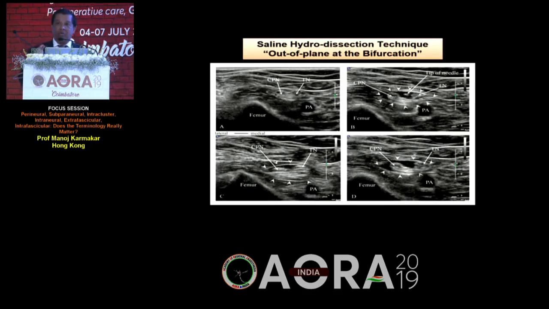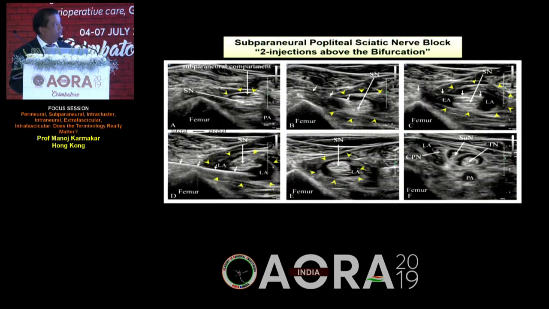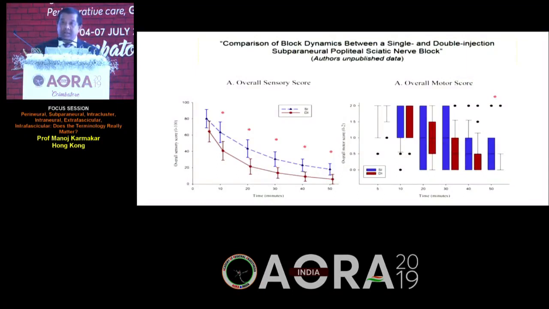Those of you who want to do this, it's best to put the needle at the bifurcation, hydrodissect this plane, and then you will see the local anesthetic spread above and below the bifurcation. Then we put the needle either above or below as one injection, or you place the injection above and below, that is, 2 injections above and below. Not surprisingly, this is the dual injection technique.